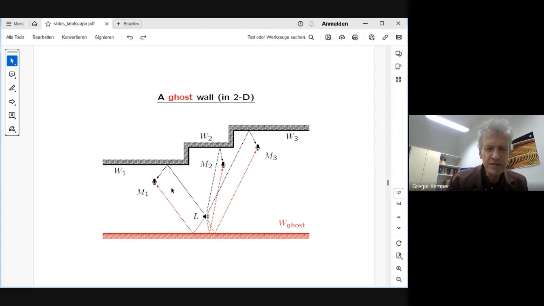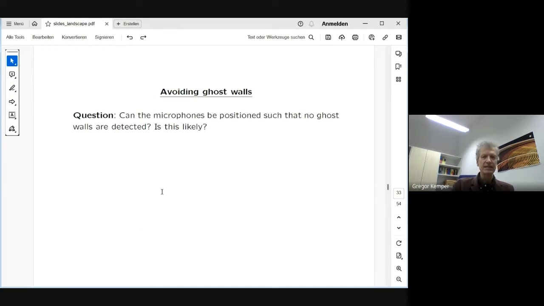And when you look at this for a little while, you see that the vertical distance between wall W1 and W2 is the same as the vertical distance between these microphones and so on. So that's really the reason why the travel distances here match each other precisely. Okay, so ghost walls may exist. And that of course raises the question, can they be avoided? Or do they arise often?